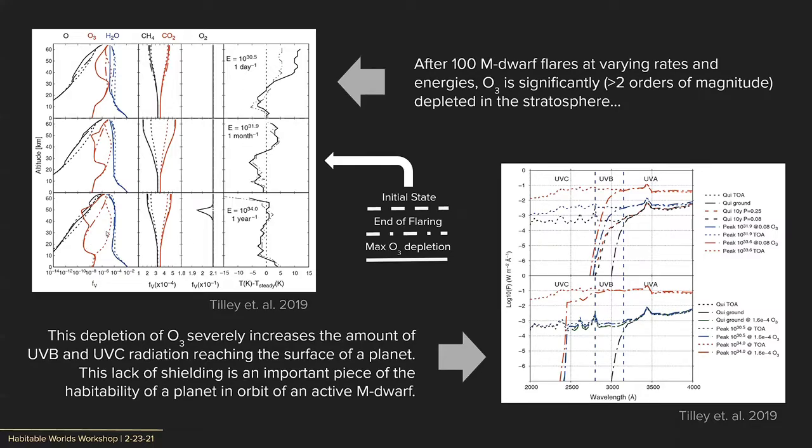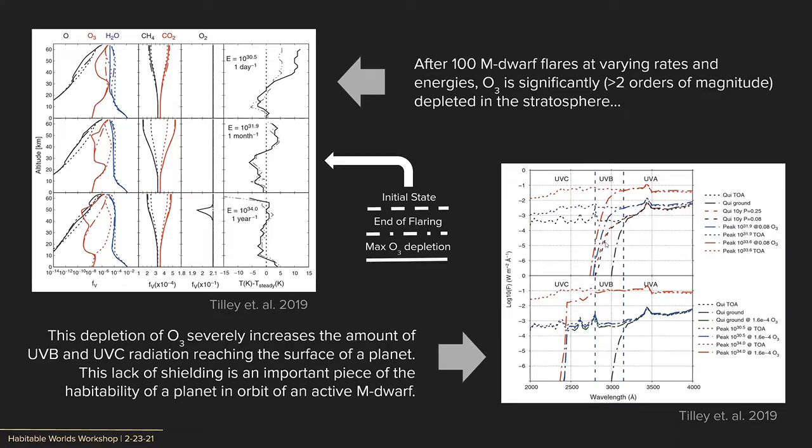But in all of them, we can see that the ozone, which is shown in red here, the ozone mixing ratio changes or decreases by over 2 orders of magnitude between the initial state in the atmosphere and maximum ozone depletion. I should also say that these flares do include particle events, and so this matches up with the Segura 2010 results, where including flares does vastly deplete ozone in the atmosphere.